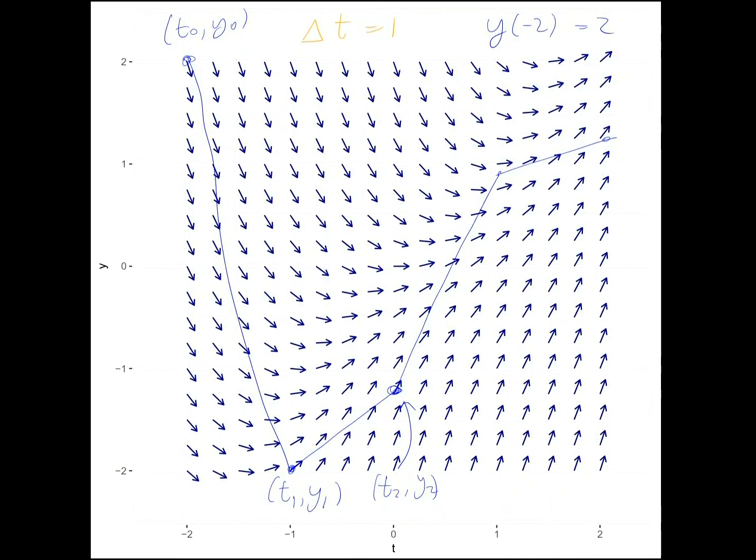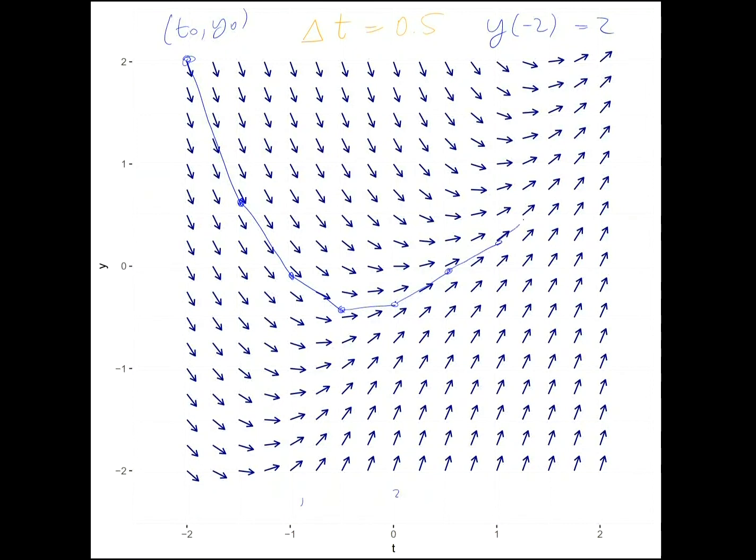Well, look what's going to happen if I choose a different value of delta t. So suppose it now is 0.5. 0.5 means that I still need to go in this direction, but until here. Then I'm going to follow this direction, then this direction, then this direction, then this direction, then this direction, and this direction. So this is if delta t is 0.5.